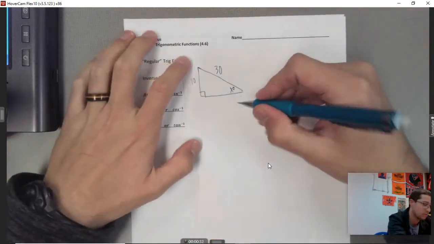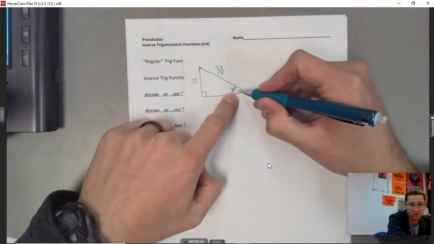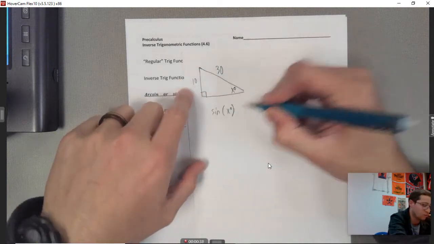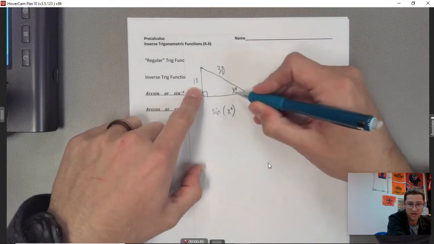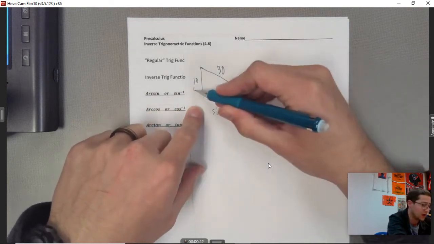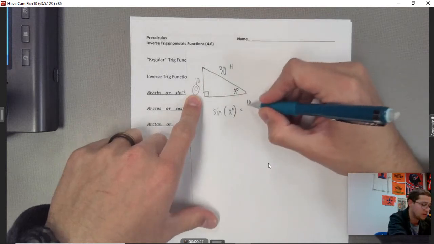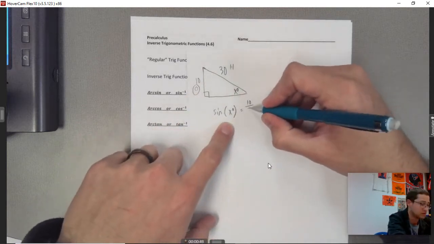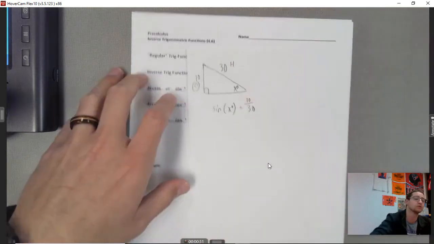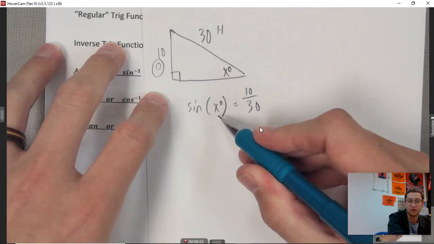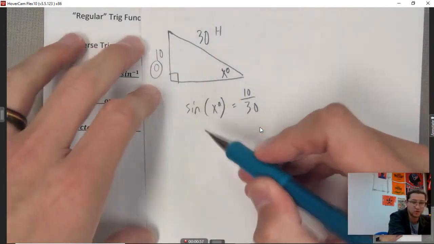For example, on this problem, if I wanted to find x, I know the sine of my angle because of the information that I have here. The sine of my angle is equal to the opposite side over the hypotenuse. So the sine of x is equal to 10 over 30. And then in order to solve this problem, to get x by itself, which is always the goal here, we could do inverse sine on both sides.